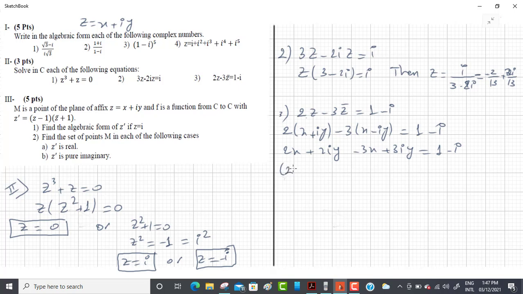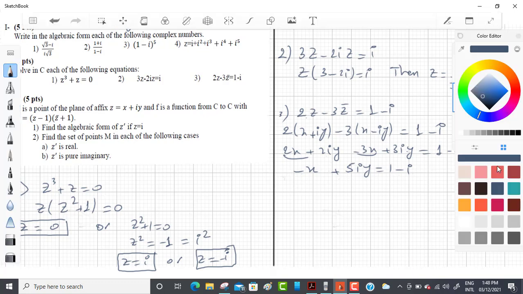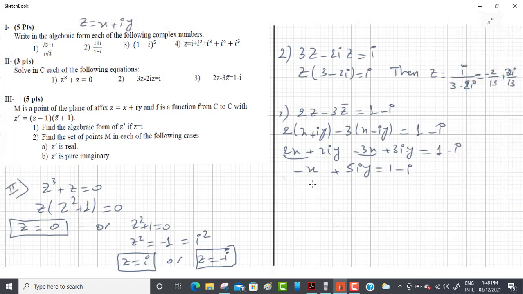The real part to the left is 2x minus 3x, which is minus x. And the imaginary part: 2iy plus 3iy is 5iy, equal 1 minus i. So two complex numbers are equal if real part is equal to real part. Minus x equal 1, then x equal minus 1.